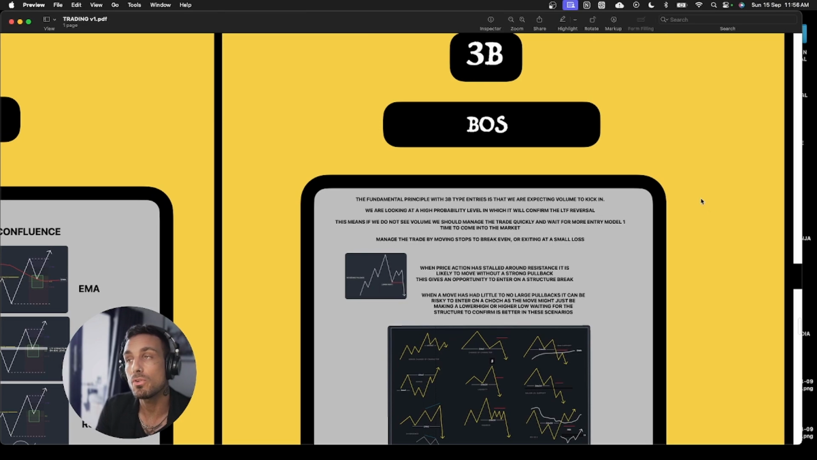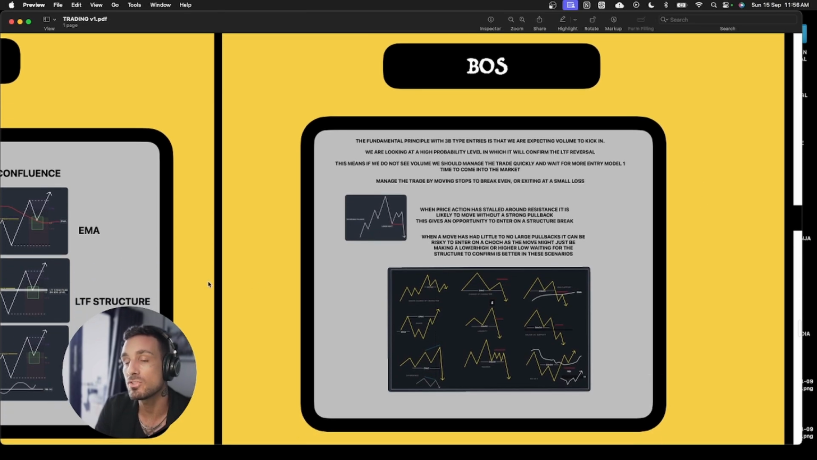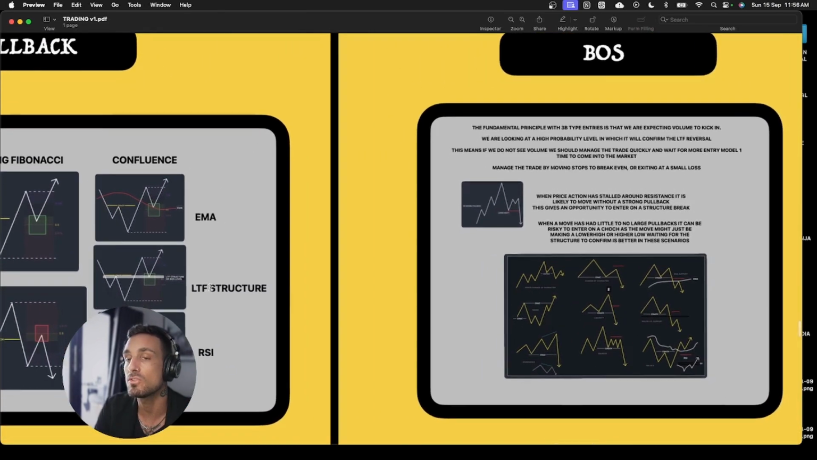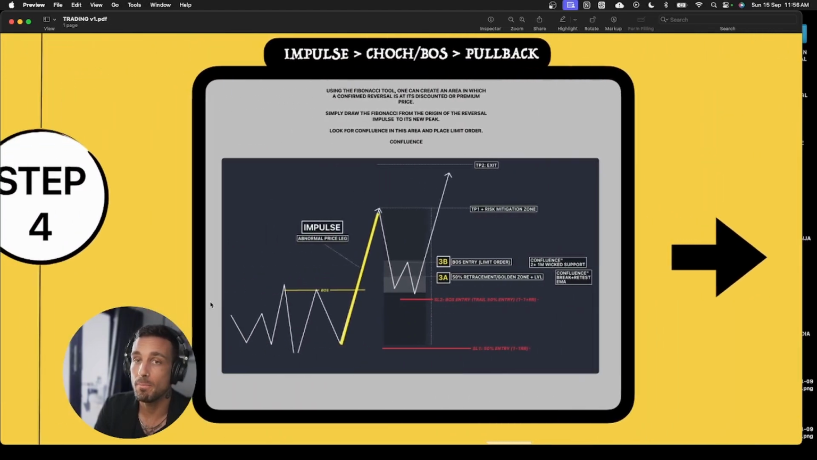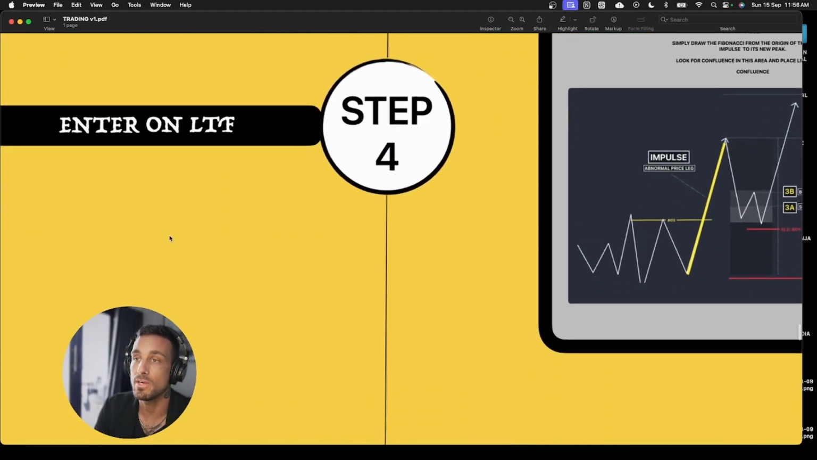The fourth or the third entry model I have is about a consolidation breakout, but we're not going to talk too much about that model today. I still need to draw up some graphs demonstrating exactly how I do that.